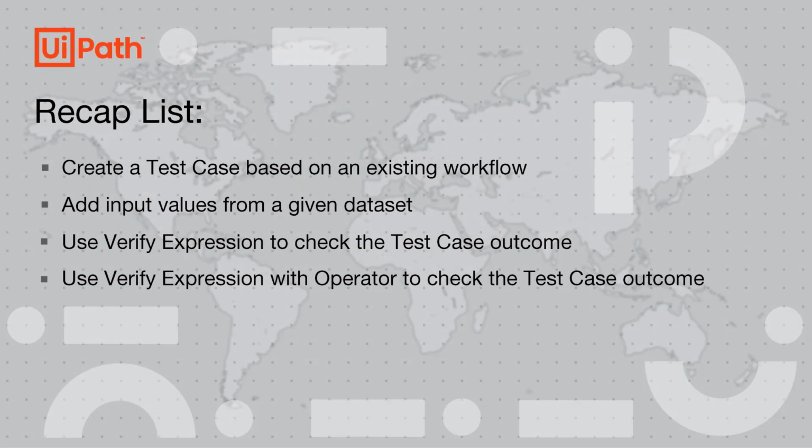All right, let's quickly recap what we have done in this video. We have created a test case starting from a workflow that was matching the actions performed in the manual test case from earlier. The test case was structured based on the given, when, then model. With our workflow passed in the when block, we used values from a given data set of our test case. We have used the verify expression activity to check the test case outcome. Finally, we have seen the verify expression with operator as an alternative to the verify expression activity.